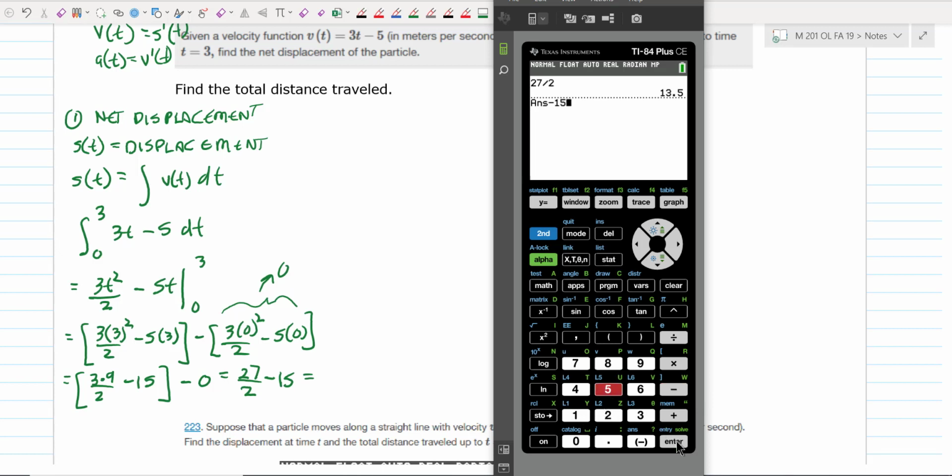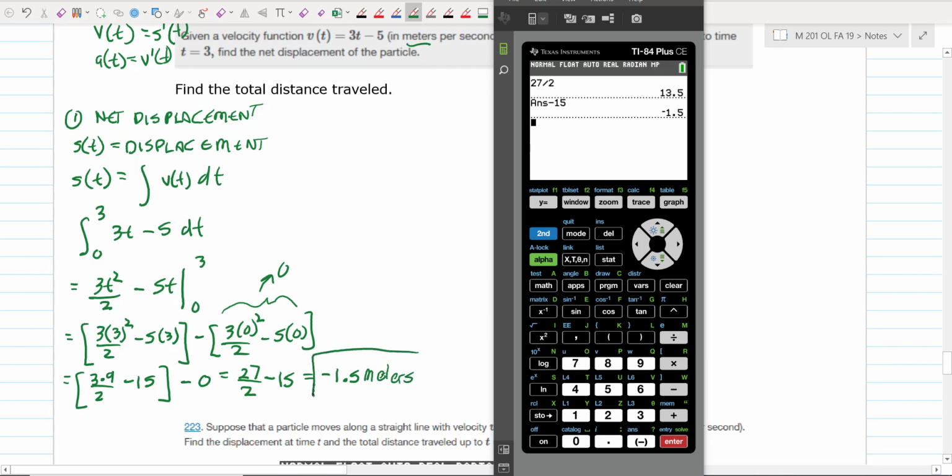So we're going to have a net displacement that's negative, and I'll explain why that is. So we basically have negative 1.5, and what we just found is that displacement, which is in meters. This problem did say that you were in meters.